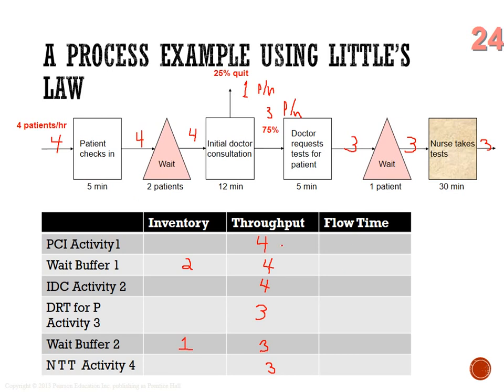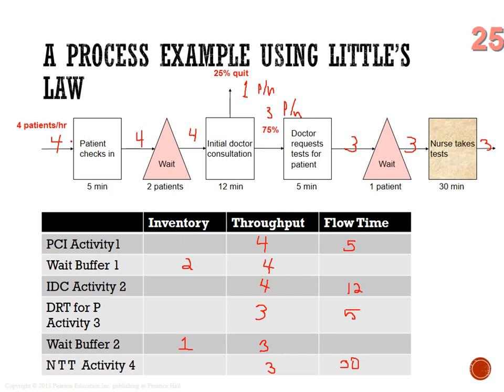And I know that my flow time at the patient check-in activity is 5 minutes. At the initial doctor consultation is 12 minutes. At the doctor request test is 5 minutes. And the nurse takes the test is 30 minutes. Okay? So are you tracking with how, when you use the table, it gets pretty easy to see where you've got 2 out of the 3, and then you just calculate the third, right? So in this case, inventory is equal to throughput times flow time, right?